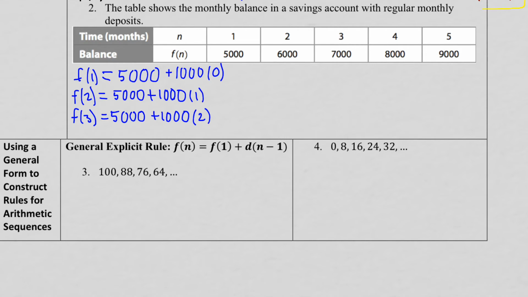F of 1 is 5,000, because 1,000 times 0 is 0. F of 2 is 5,000 plus 1,000, 6,000. F of 3 is 5,000 plus 2,000, which is 7,000. We can now figure out the other ones.